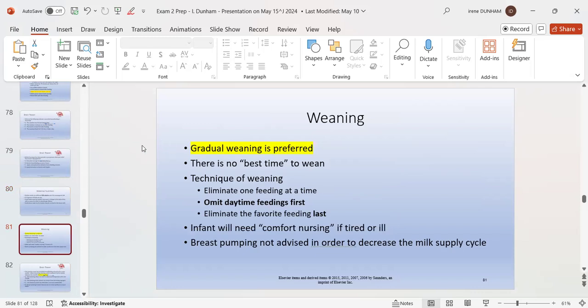Weaning. Now, weaning is, there's really no best time, but what we try to tell mom is eliminate one feeding at a time and omit the daytime feedings first. Okay. And the last one that should be eliminated would be what we call the nighttime feeding. It's called comfort nursing. And so that's a special time with mom. So, you could choose to omit that one at the last. Okay.